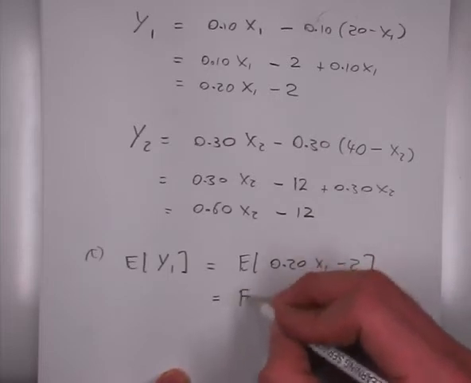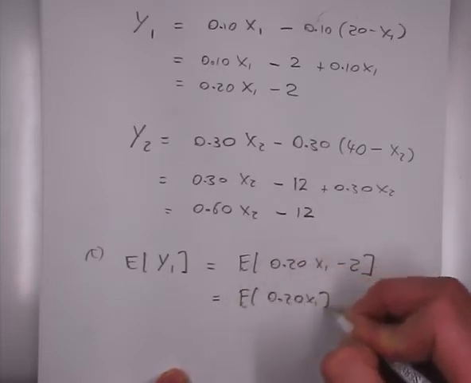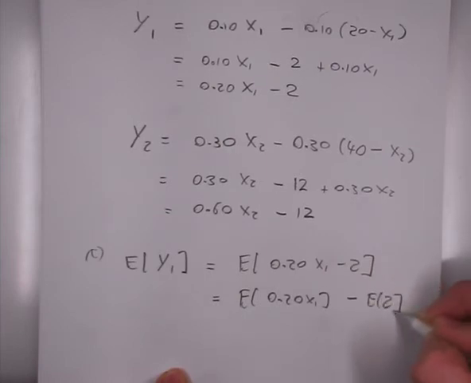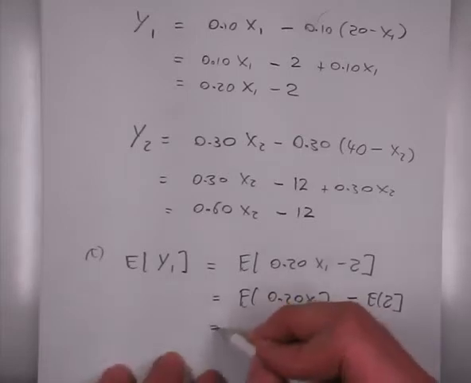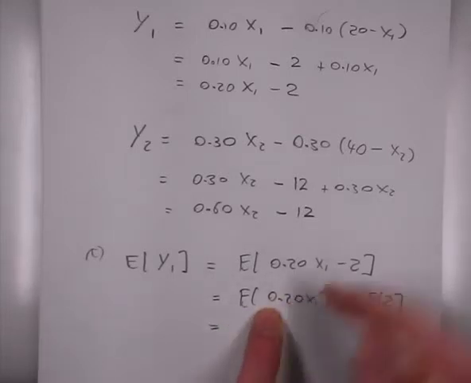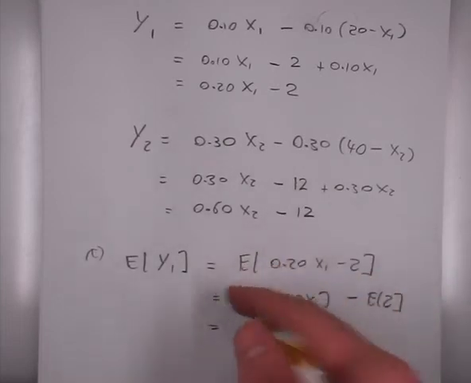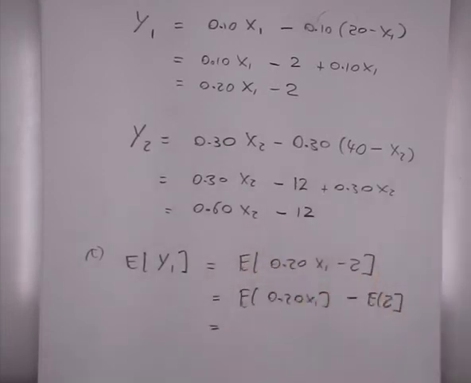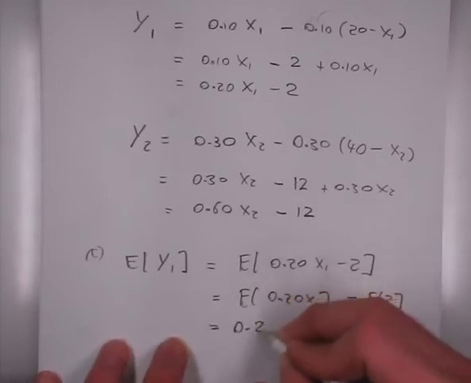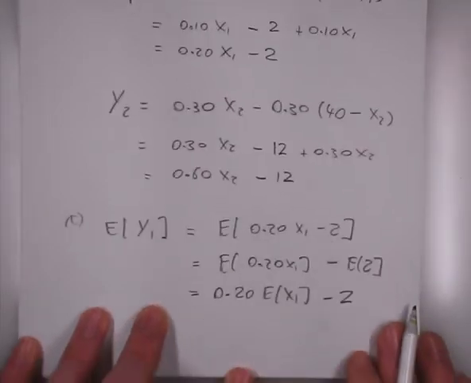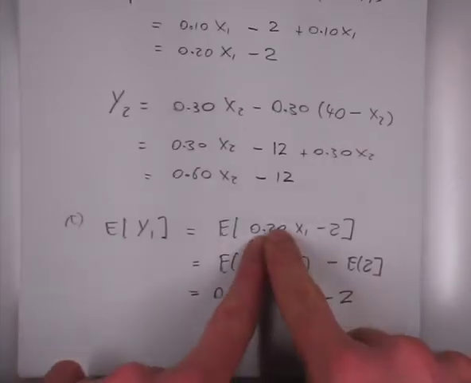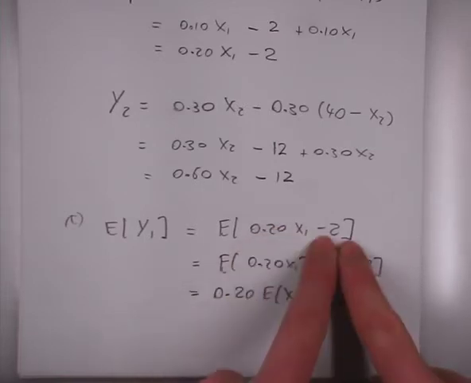So this would be the expected value of 0.20 x1 minus the expected value of 2. But 2 is just 2. The expected value of 2 is just 2, because it's always 2 regardless of what you do. And just like with all other brackets, we can bring this out as well. So numbers can be brought out. Your lecturer probably would have done this in one line. So the concept is that multiplying affects the expected value, and so does subtracting.